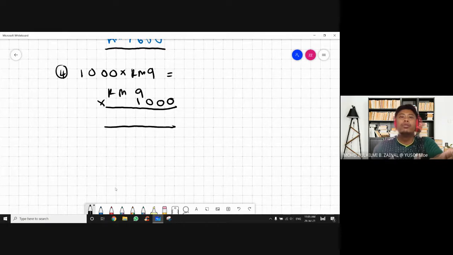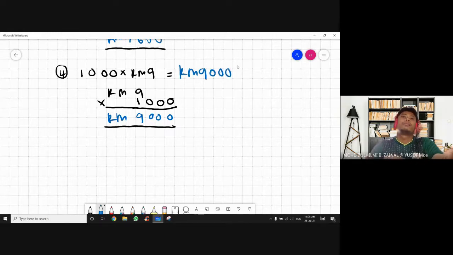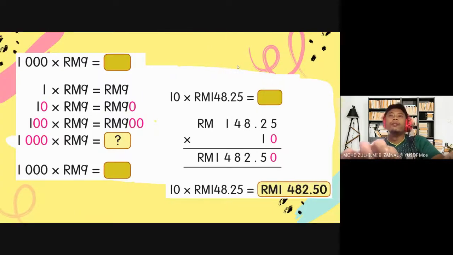1,000 has 3 zeros, so you put 3 zeros. Bring down 0, 0, 0. Okay, write down 9. Then you should have your answer like that. Simple. Okay, next example. Next question, 10 times 148 ringgit 25 sen.